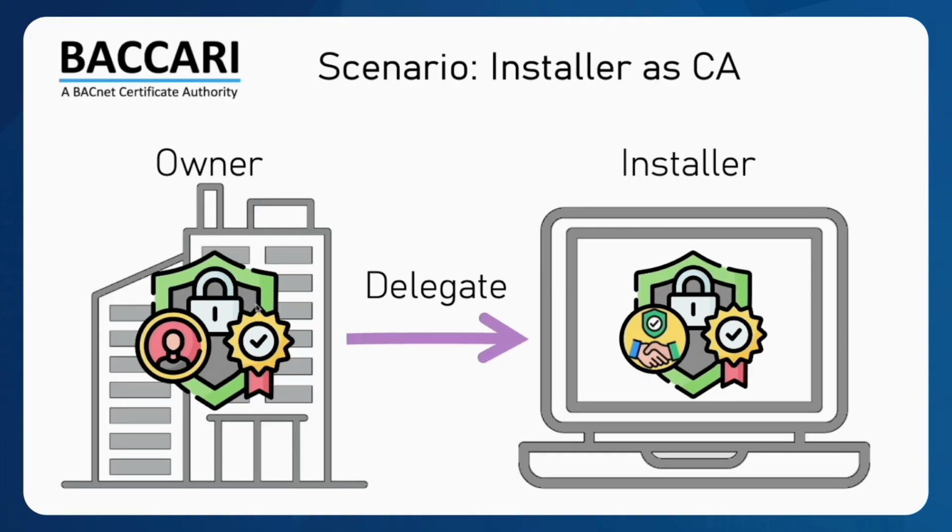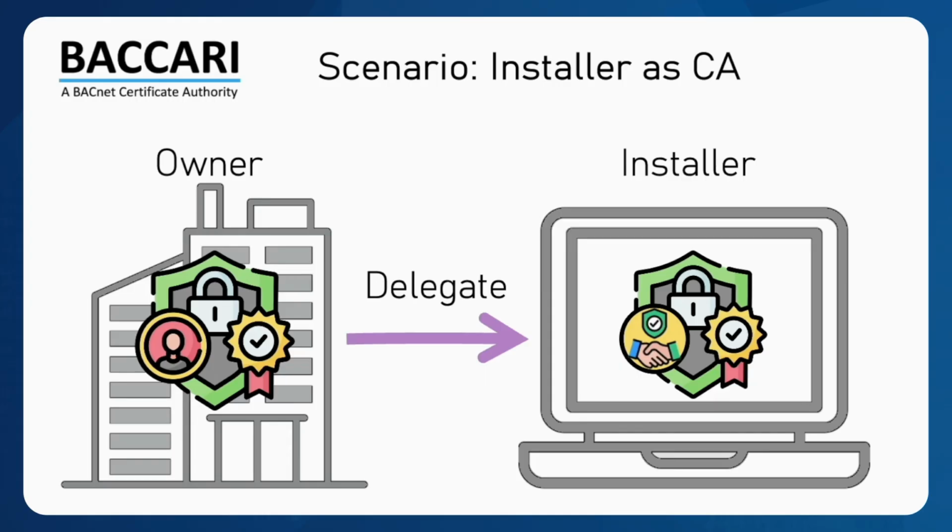As you can see in this graphic, the owner is the creator and the keeper of the keys to the BACnet SC networks in the building. This makes the owner the real, true certificate authority. However, for practical reasons, the owner may wish to allow an installer to perform the actions of the certificate authority on the owner's behalf. This involves giving the installer a copy of the private key that is used to create the BACnet SC certificates. In this way, the owner delegates the certificate authority to the installer. Let's see how this works.